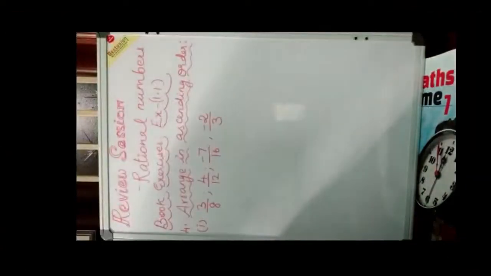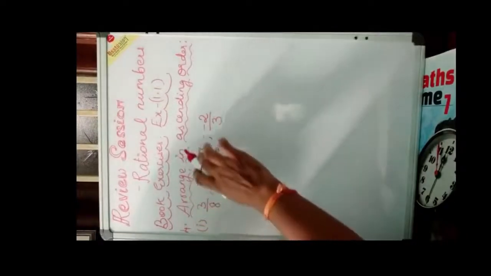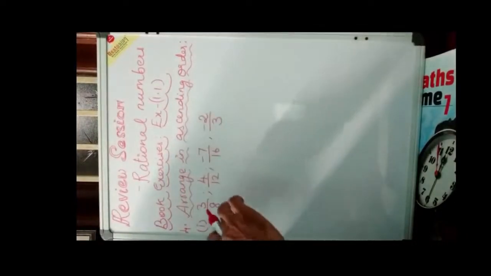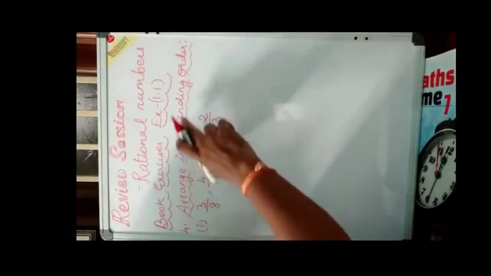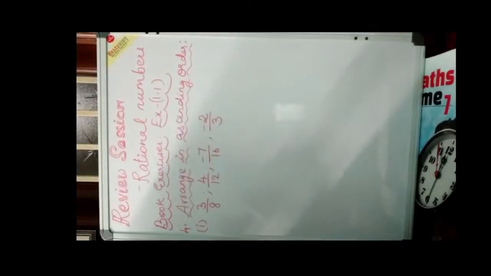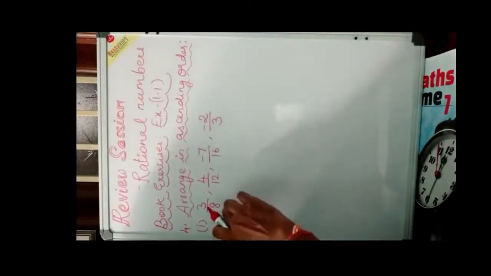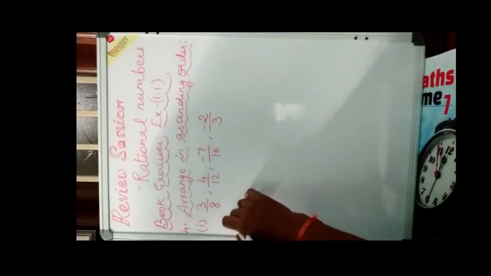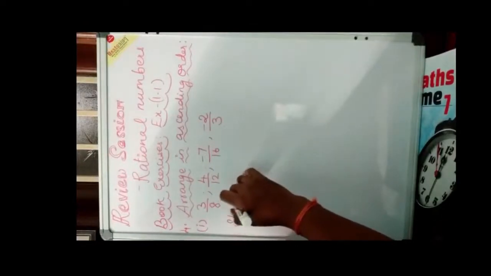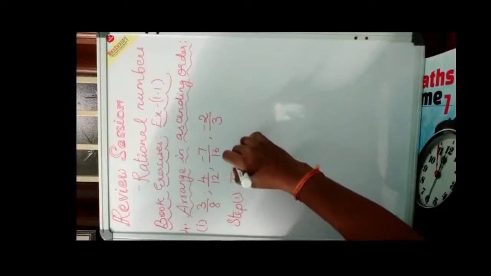The next sum that we are going to see is arrange in ascending order. So here are some rational numbers and these rational numbers we are going to arrange in ascending order. So before arranging in ascending order, we need to convert the denominators into the same number. So in order to convert the denominators into the same number, we need to take LCM.